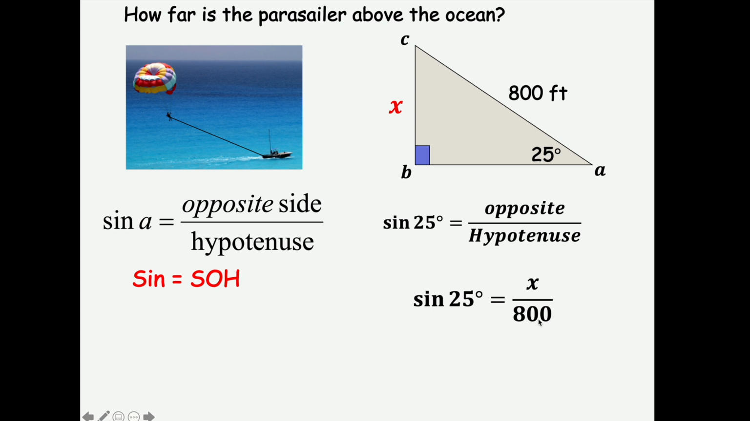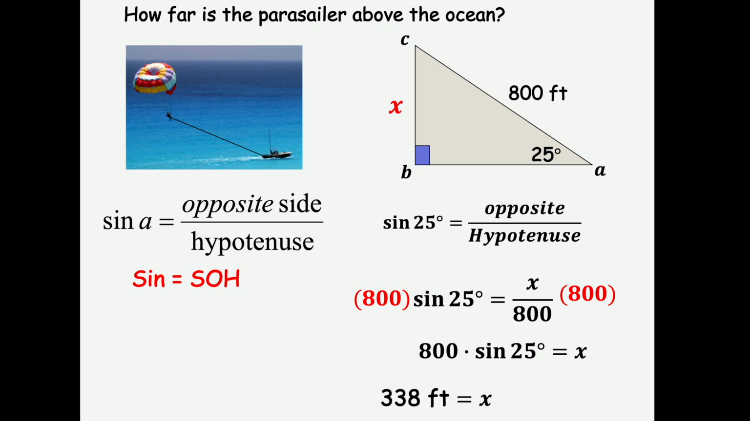Now we're just going to solve this one for x. In order to get 800 from the bottom, it's x divided by 800, so the opposite of division is multiplication. I'm going to multiply both sides by 800. Now what I can do is I can just go 800 times sine 25, and that will give me what my value is. And the value on that one is 338.